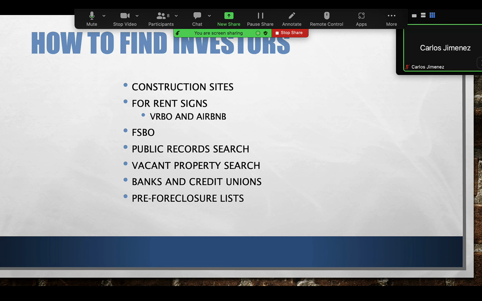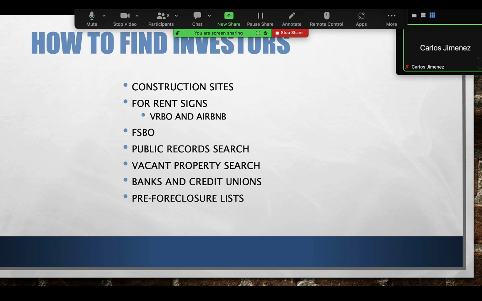So how do you find investors? Well, how do you find these investors to work with, Sean? Where are we going to find these? Well, number one, construction sites. Not your neighborhood home builder, but construction sites like a house that's getting remodeled. You see a house that's getting the top popped, or doubling in size by expanding on top of it. Go talk to that person.